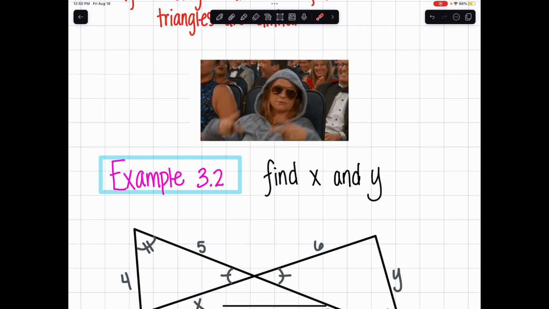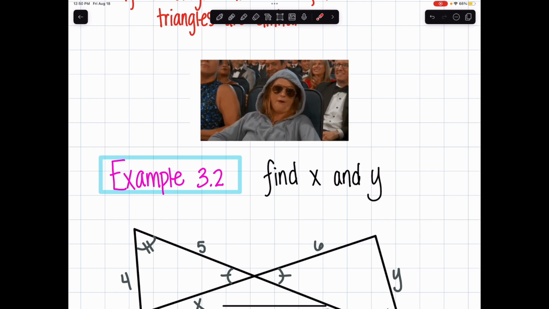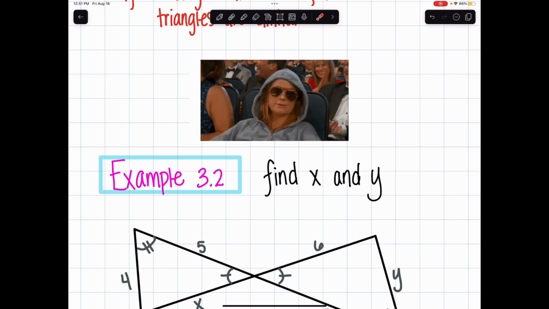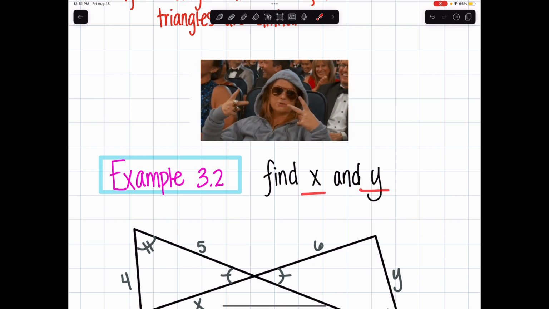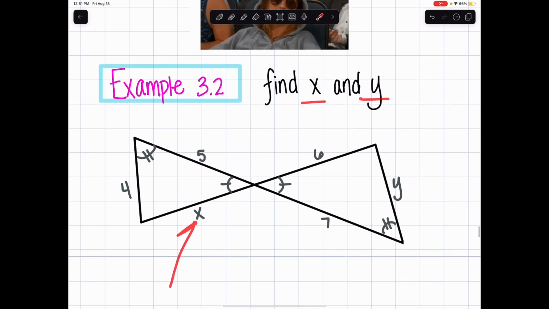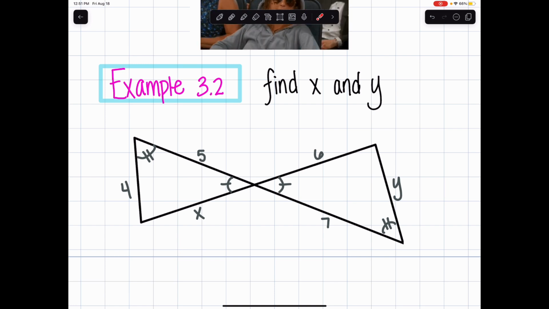That's so cool. All right, let's do example 3.2. I love these problems because they're just so fun and satisfying. They want us to find x and find y. And you can't just say, I found it, it's right there. Now these triangles are similar. How do we know that they're similar? Because the tick marks are telling us that these angles are the same. And the tick marks with 2 are telling us that these angles are the same.